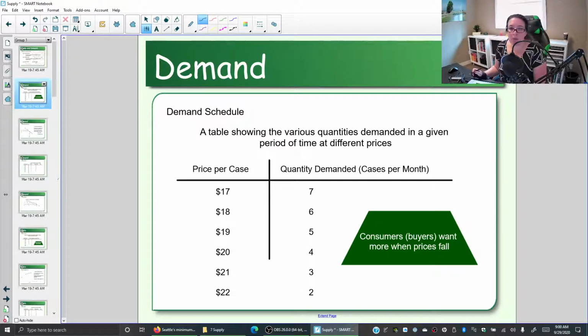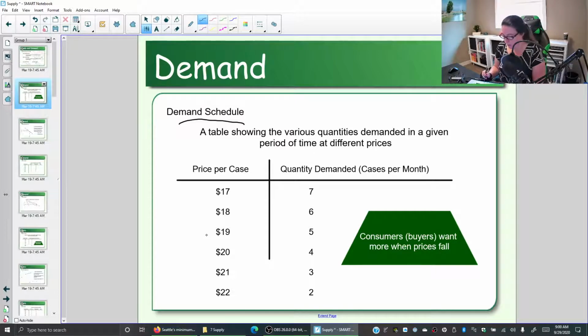So let's look at the market for craft beer. Okay, so here we have our prices per case, and here we have the amount that a consumer is willing and able to buy in a month. So we need to set a time period. Now, we can look at this in table form, and if we look at it in table form, we have what is called a demand schedule. The demand schedule looks at that relationship between price and quantity demanded, the amount the consumer is willing and able to buy.